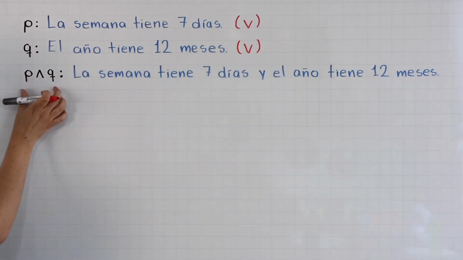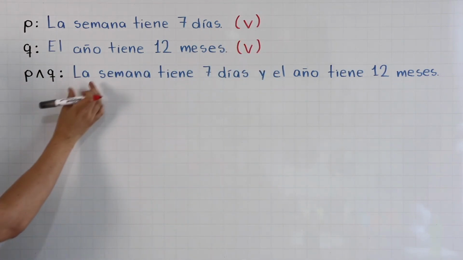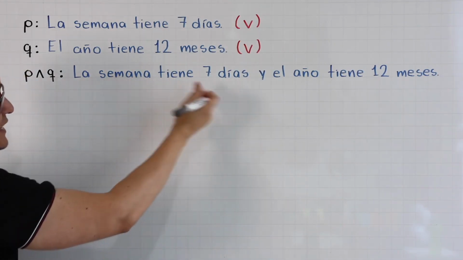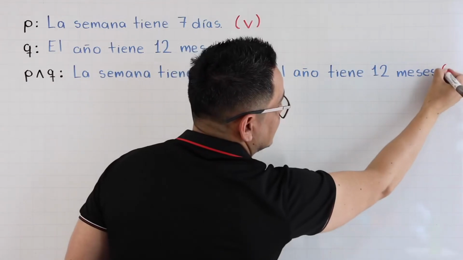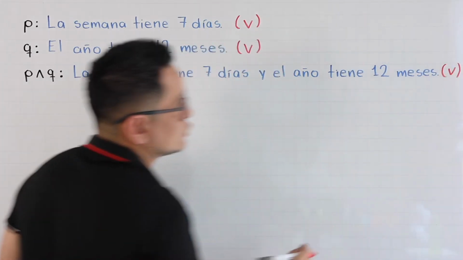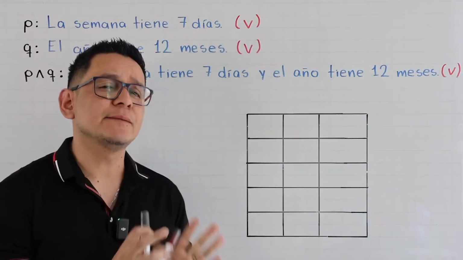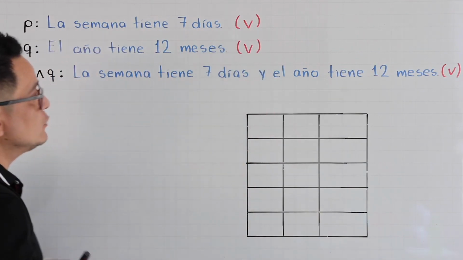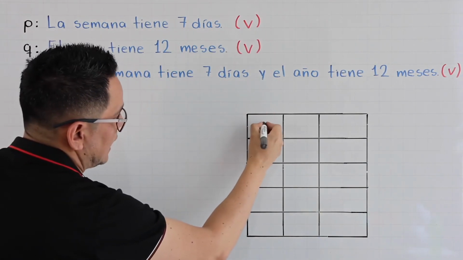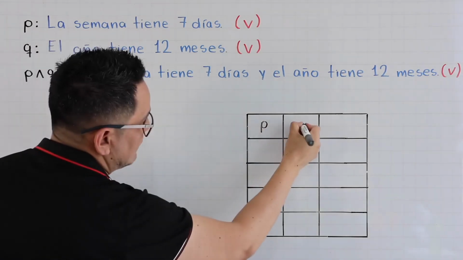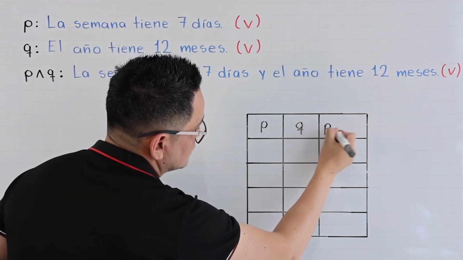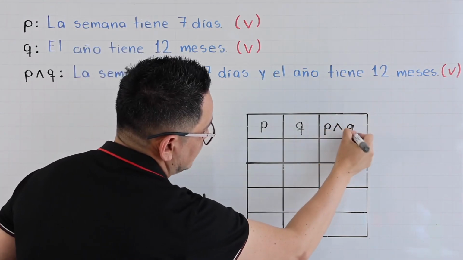Let's look at this P and Q. That is, the week has 7 days and the year has 12 months. So this is also a true proposition, right? Let's put a T here then. To make it much easier to represent what I'm putting here, let's put, for example, proposition P over here. Over here, we'll put proposition Q, and here we'll put the compound proposition P and Q.